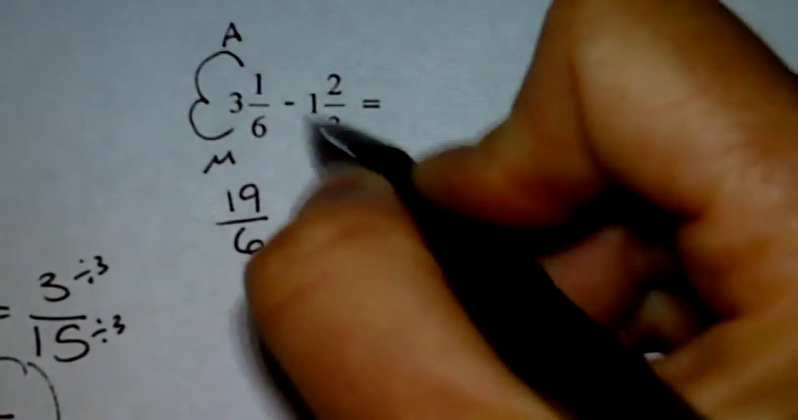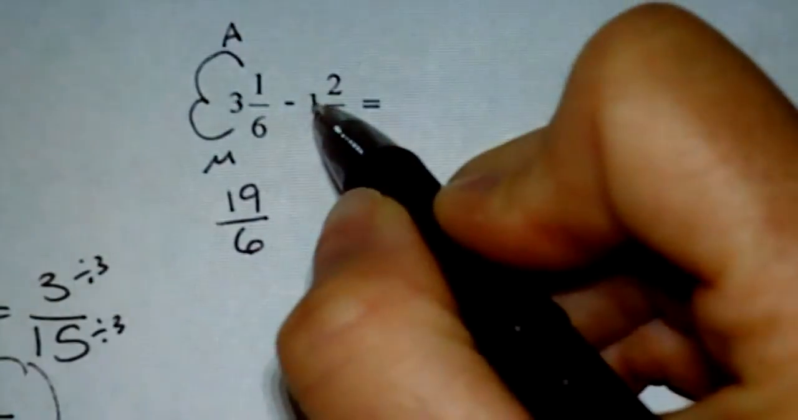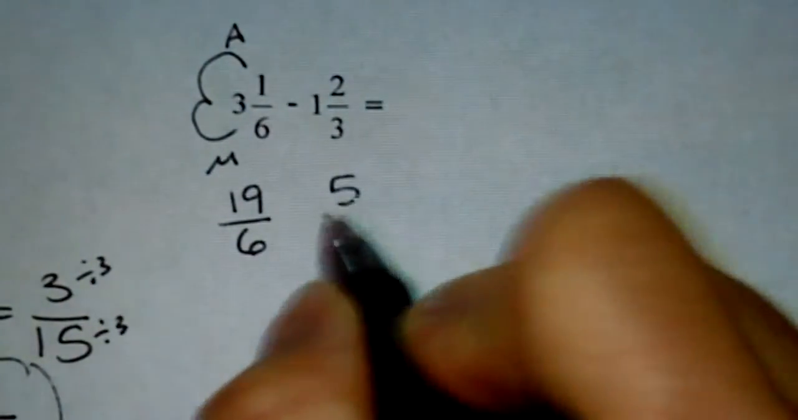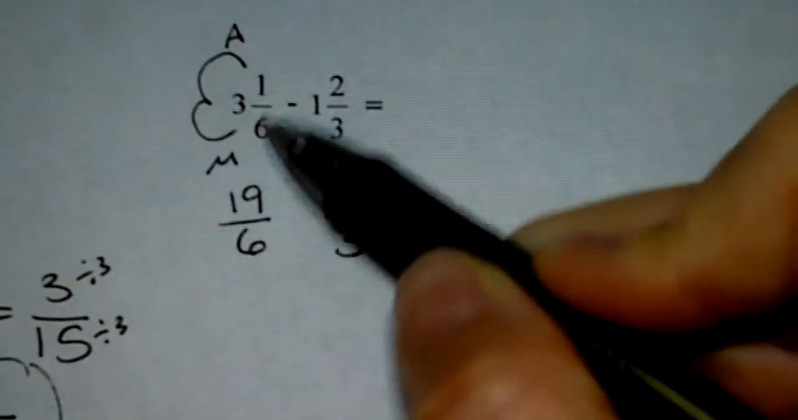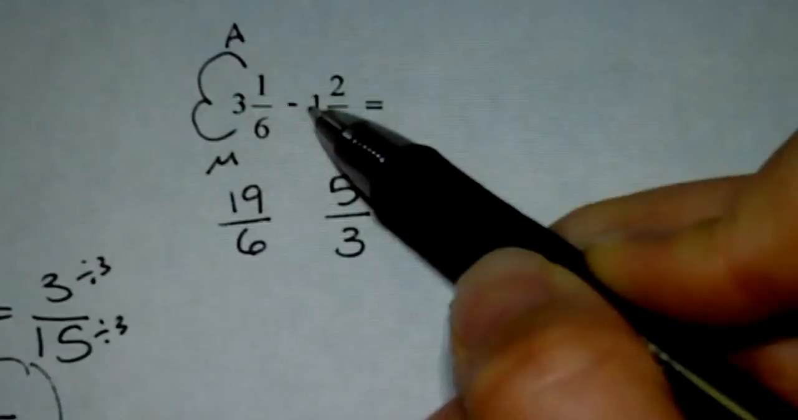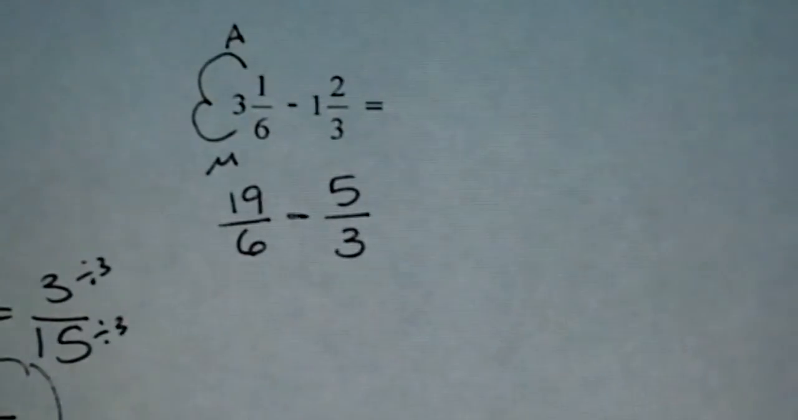Got it? All right, and then here I'm going to do the same thing. 3 times 1 is 3, plus 2 is 5. So that's really 5/3. So in both cases, you keep the denominator the same, you multiply and then add. Multiply and then add. And we're supposed to subtract those in the end.